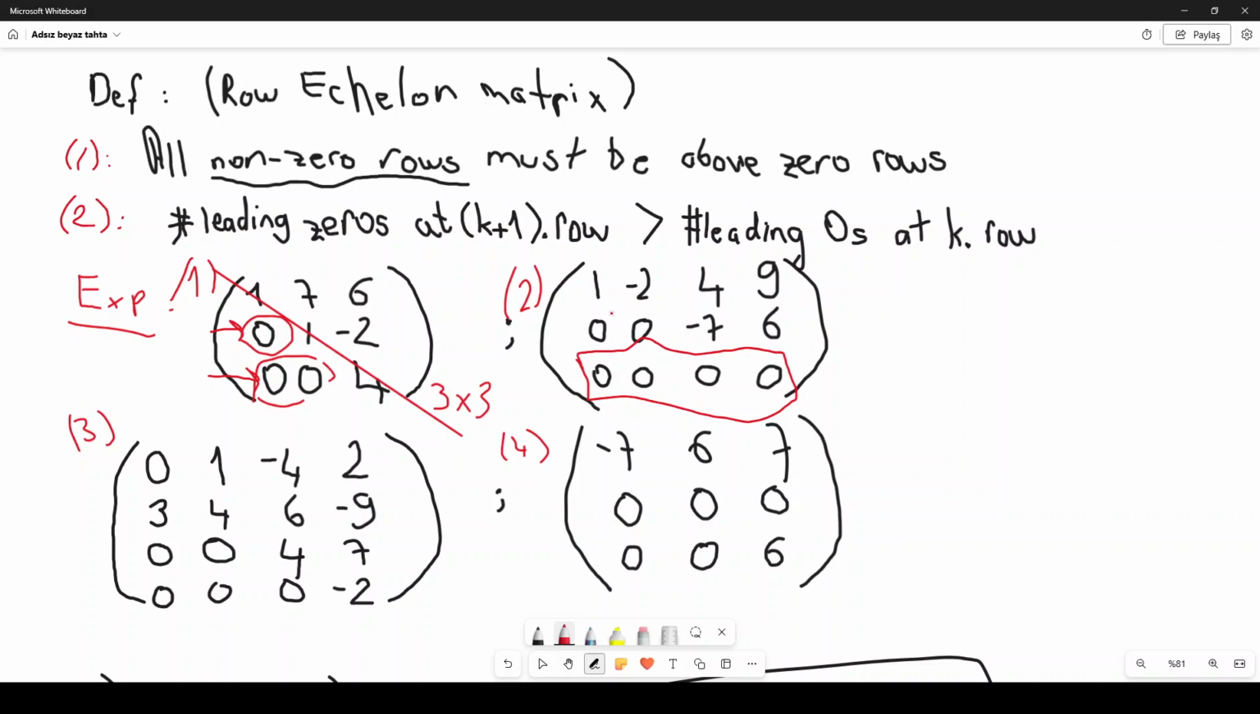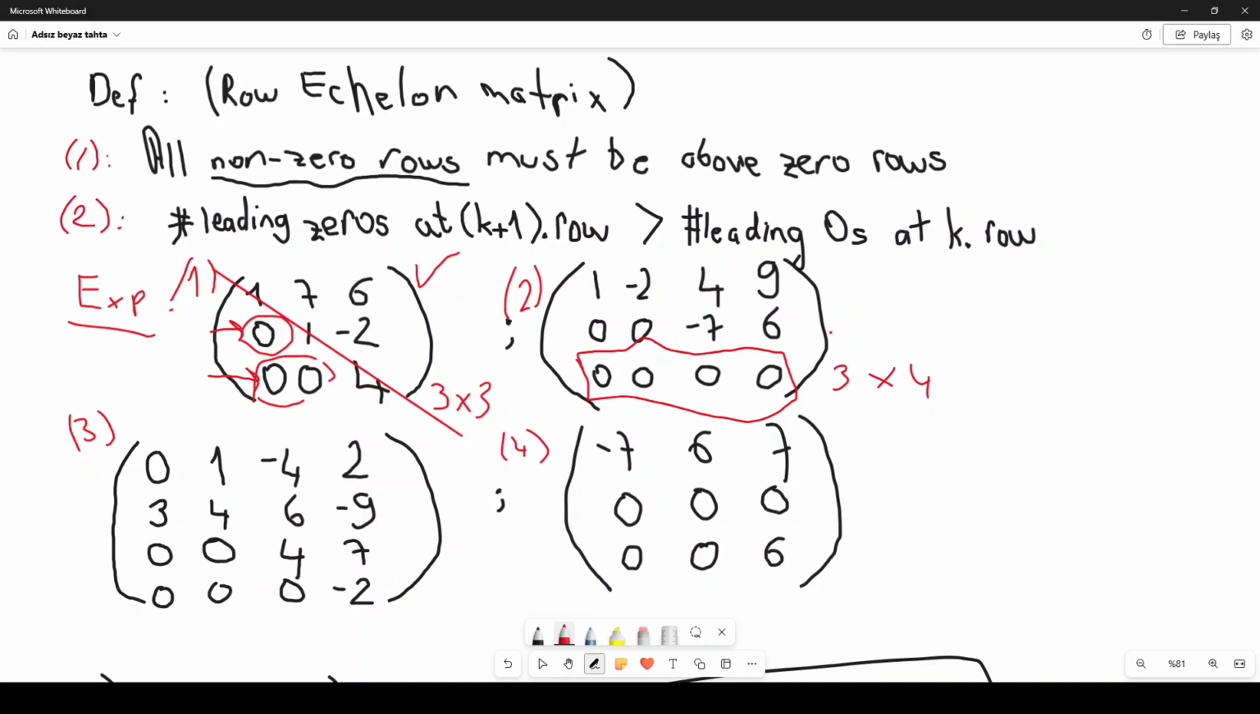For instance, for the second example, we have a 3 by 4 matrix. We have 3 rows but 4 columns. This is not a square matrix, so I can't draw the main diagonal here, right? Okay, so the first one is in row echelon form. Put a tick on it. Okay, how about the second one?